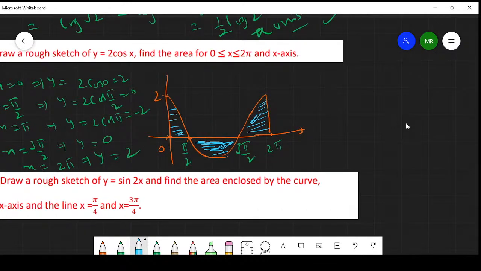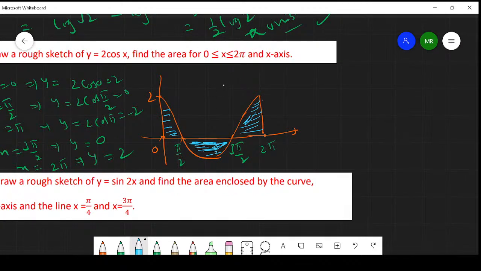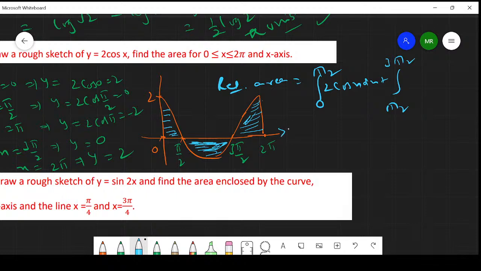How to find the area of this now? Required area equals 0 to pi by 2. The curve is 2 cos x, so 2 cos x dx, plus pi by 2 to 3 pi by 2. Here the curve is below. This is y, we know this is the x-axis, so y equal to 0. Y equal to 0 minus 2 cos x, you will get minus 2 cos x dx.